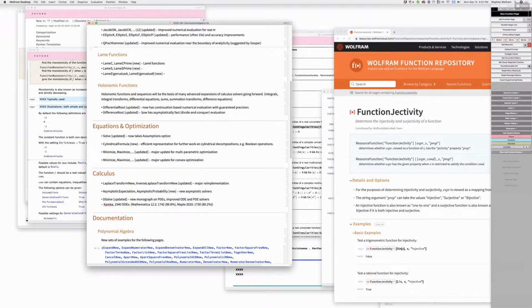Yeah. Okay. And the other thing is that differential root, which sort of covers 70 to 80% of our special functions, is now behaving like a true special function in that it has continuation-based numerical evaluations. Yeah, I understand. Right. And so guaranteed precision behavior and things like that.